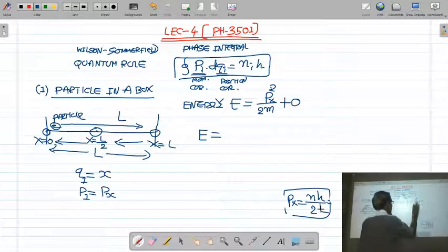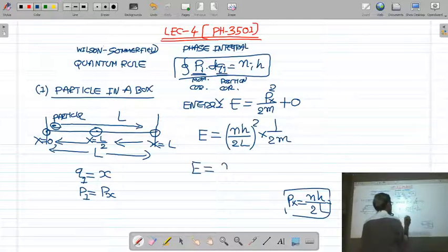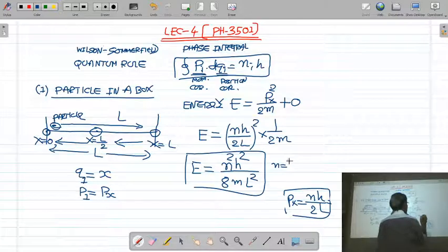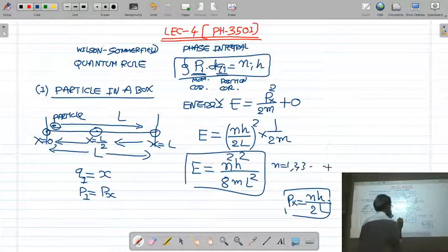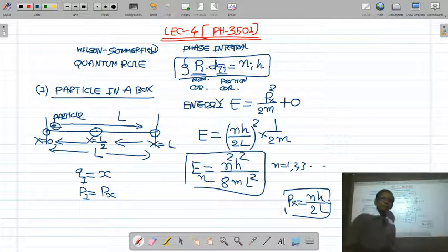So let us put the value of momentum px. px square will be nh upon 2L whole square, into 1 upon 2m. So the energy of the particle comes out to be n square h square upon 8mL square, where n is equal to 1, 2, 3 and so on. So this is the quantized energy of the particle, which is constrained to move in a one-dimensional box of length L.